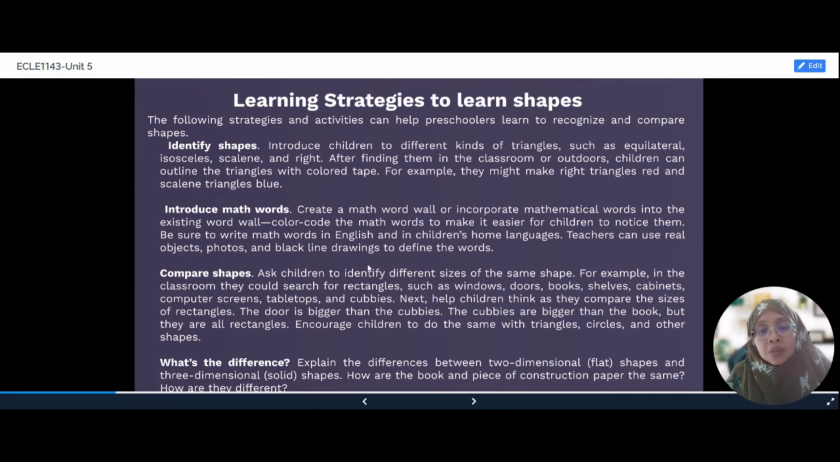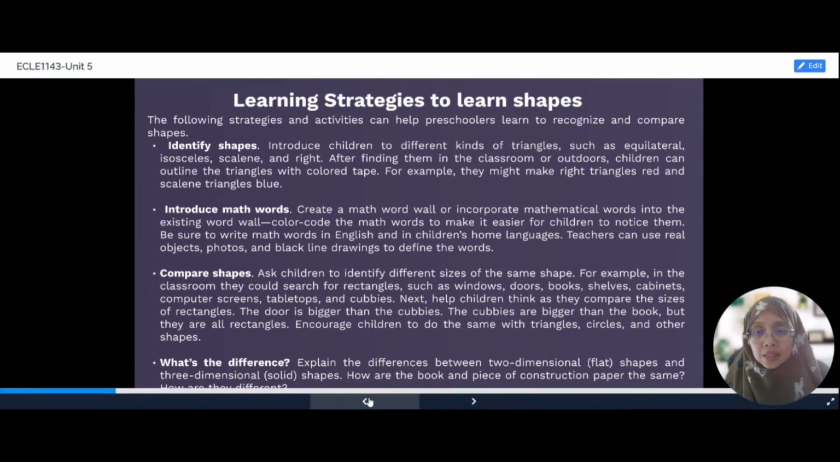And you can do a comparison after that. For example, in the classroom, they could search for rectangles such as windows. Then afterwards, try to compare with other things that look like triangles. And what's the difference when they do the comparison? Definitely they can see, oh, this one with this one is not the same because what? So that is called the differences. And then these are some of the activities that you can do as well.